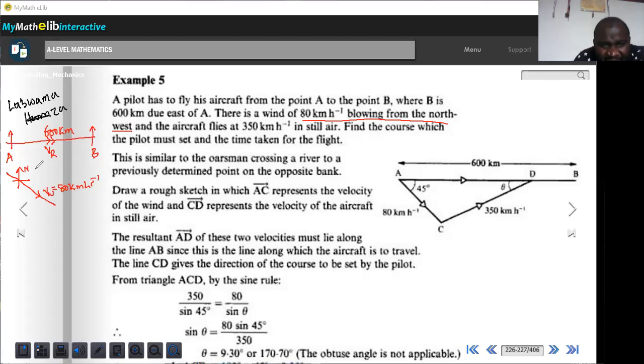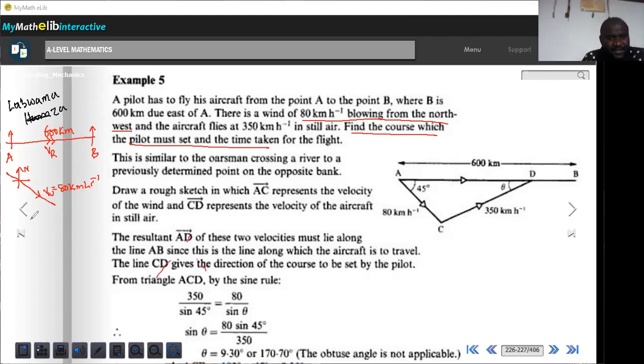Now, they said the aircraft flies at 350 kilometers per hour in still air. Hear that statement. They have not told you where the aircraft is going. They have not given you its direction, its compass, its angle. Now, the first question says, find the course which the pilot must set and the time taken for the flight.